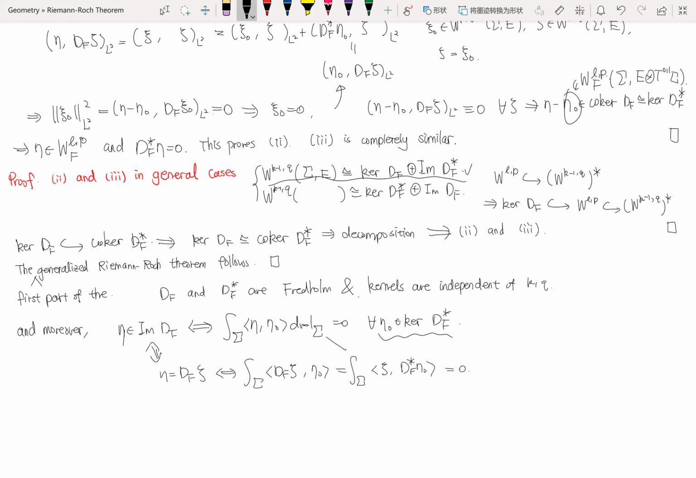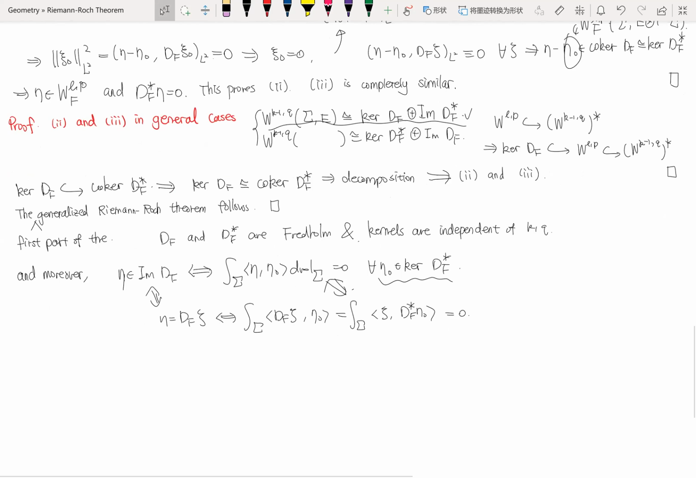So this is equivalent to saying that eta pairing with any eta 0 and integrated over sigma is 0. And there is another dual result. If eta is in the image of D_F star, this is equivalent to saying that the integration over sigma of eta pairing with eta 0 is 0 for any eta 0 belonging to the kernel of D_F. So the proofs are almost the same. So the generalized Riemann-Roch theorem follows easily from this argument.